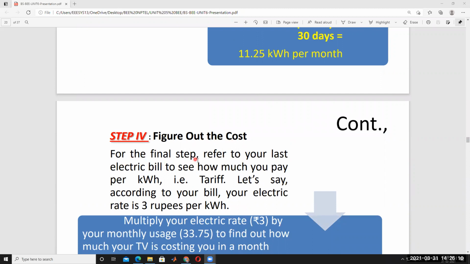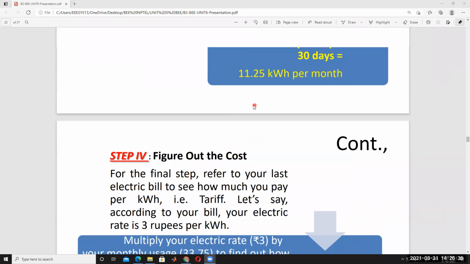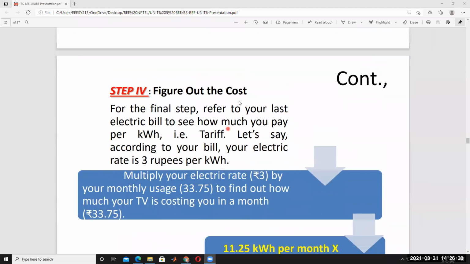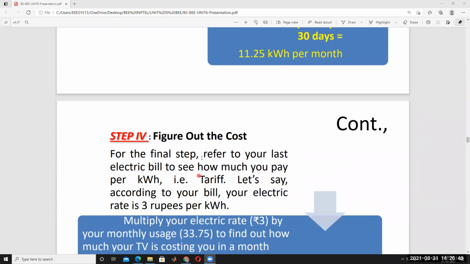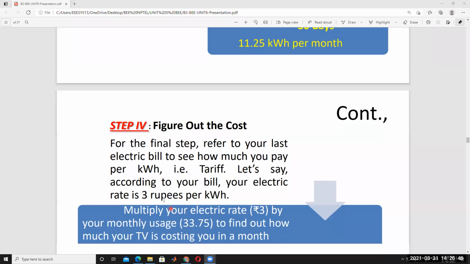For the final step, refer to your last electric bill to see how much you pay per kilowatt hour. That is the tariff. Let's say according to your bill, your electricity rate is 3 rupees per kilowatt hour. So in that case, you multiply the previous 11.25 kilowatt hours per month by the rate per kilowatt hour, so 3.